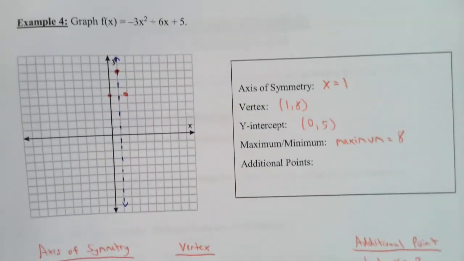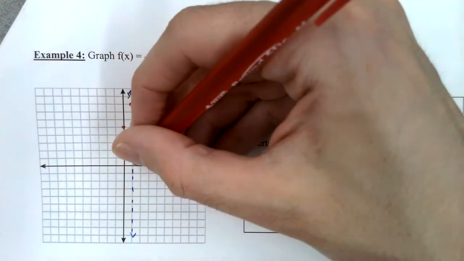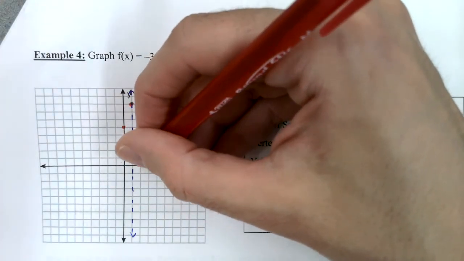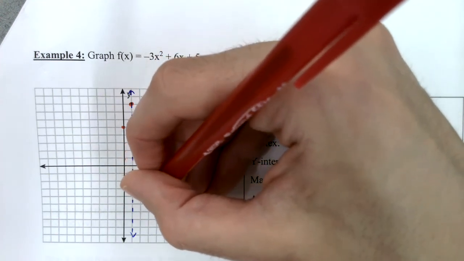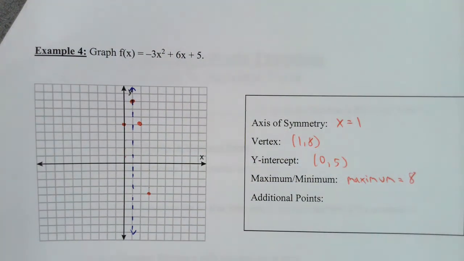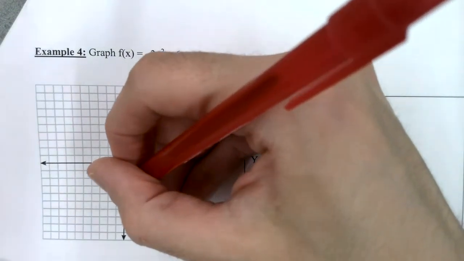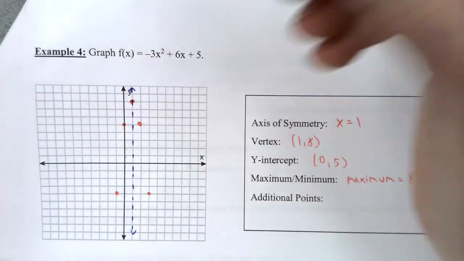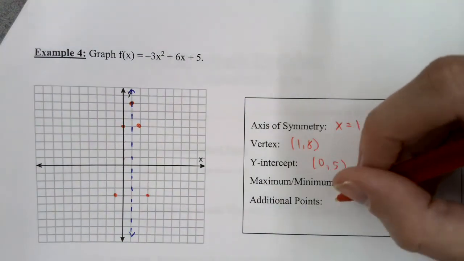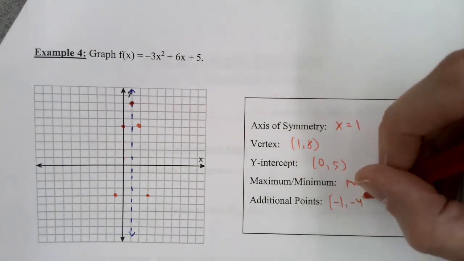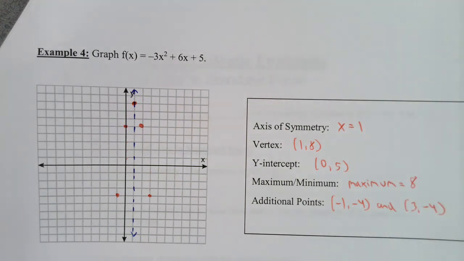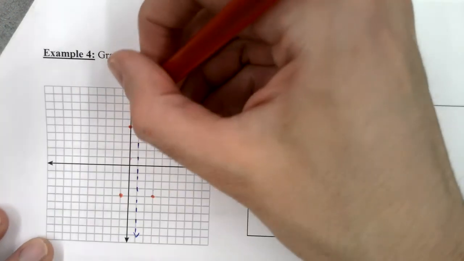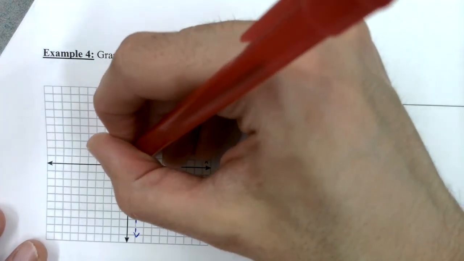So I'll graph that. That is 2 units to the right of the axis of symmetry. So let's go 2 to the left of the axis of symmetry and plot a point, and let's label that in the table. So I chose (-1, -4), and I did (3, -4). Those are my additional points. And don't forget to connect your points.